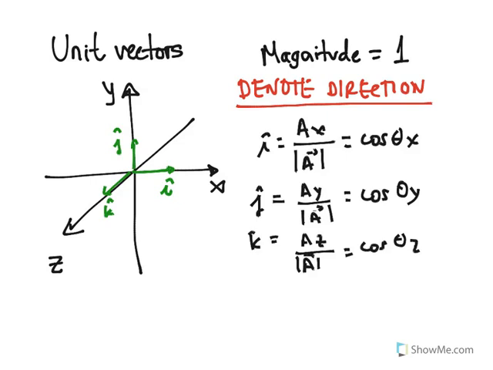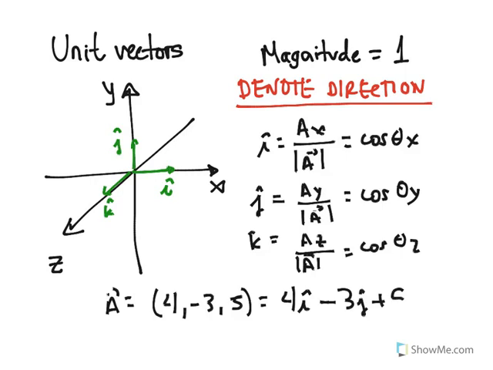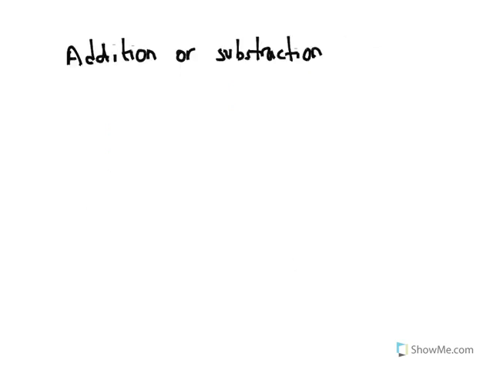So for instance, if we previously stated that a vector A is equal to (4, -3, 5), now we're going to express it as 4 in the direction of i, minus 3 in the direction of j, plus 5 in the direction of k, and it's kind of the same as stating some kind of equation where you have x, y, and z. This is easier because whenever you want to add vectors or subtract vectors, you add i's with i's, j's with j's, k's with k's.